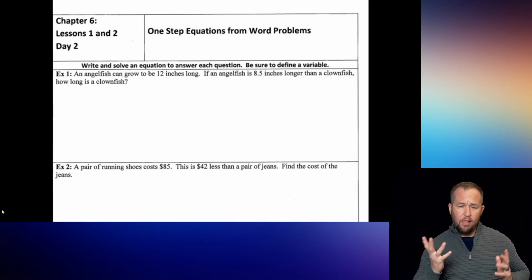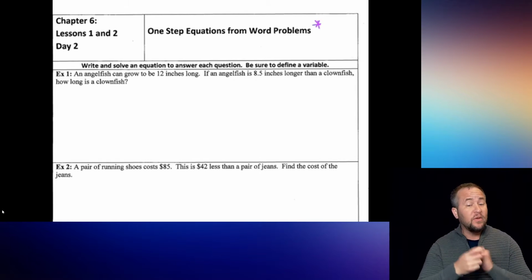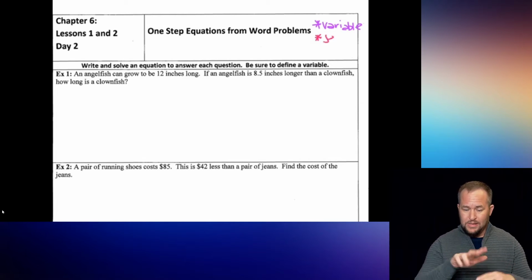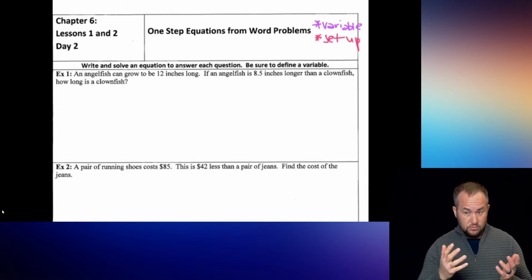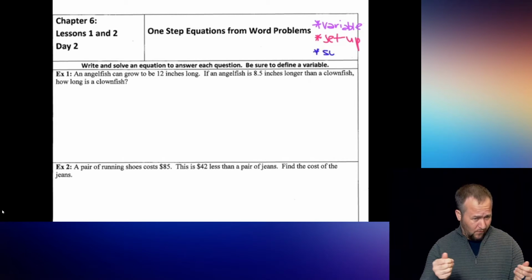Lesson 6.1 and 6.2 Day 2 notes. All right, these are all about word problems. For each one of these word problems, you're going to do 4 things. You are going to have a variable, so we always need to define a variable. The next thing you're going to do is set up an equation. It's huge in solving equations. Then obviously you want to solve. So variable, set up, solve.